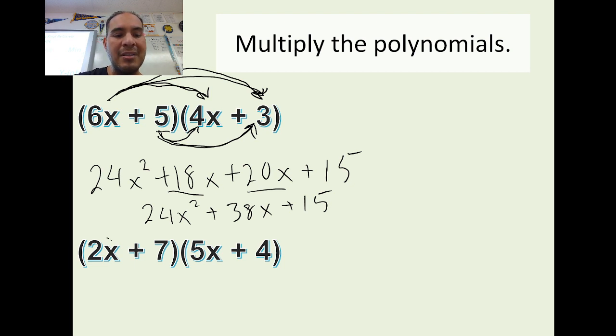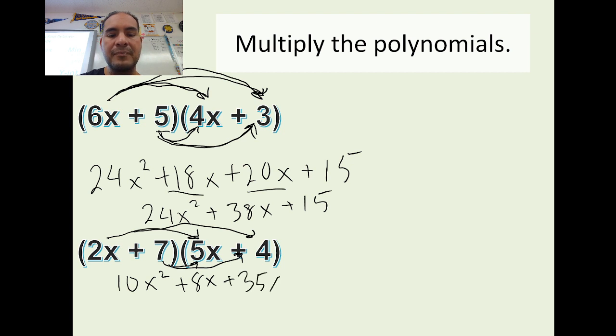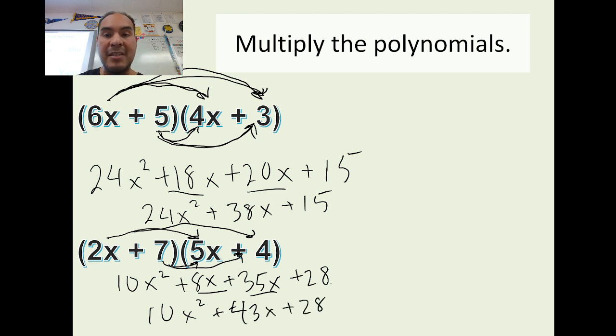So we're going to take the 2x and multiply it to both of the terms of the second polynomial. 2x times 5x is 10x squared. 2x times 4 is 8x. Then we're going to take the 7 and multiply it to the terms of the second polynomial. 7 times 5 is 35x. And 7 times 4 is 28. Combine our like terms in the middle. If there's other like terms, we would combine them, but here it's only the two middle ones. 8 plus 35 is 43, plus 28. Okay, so that's how we multiply polynomials.